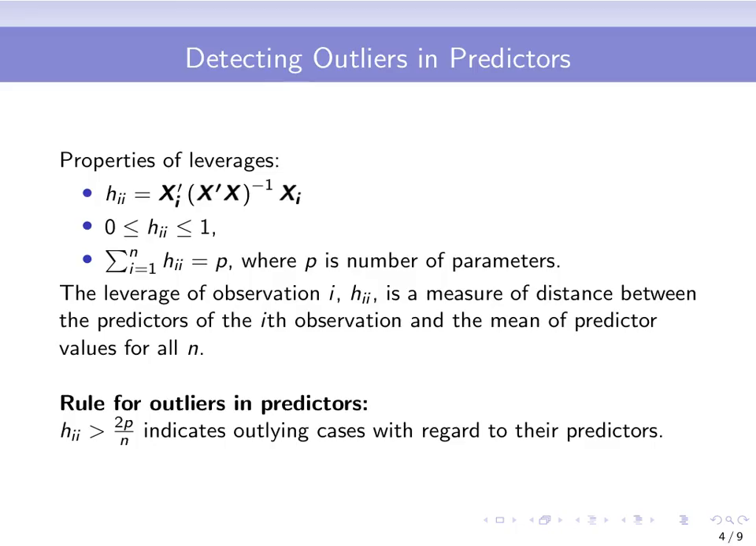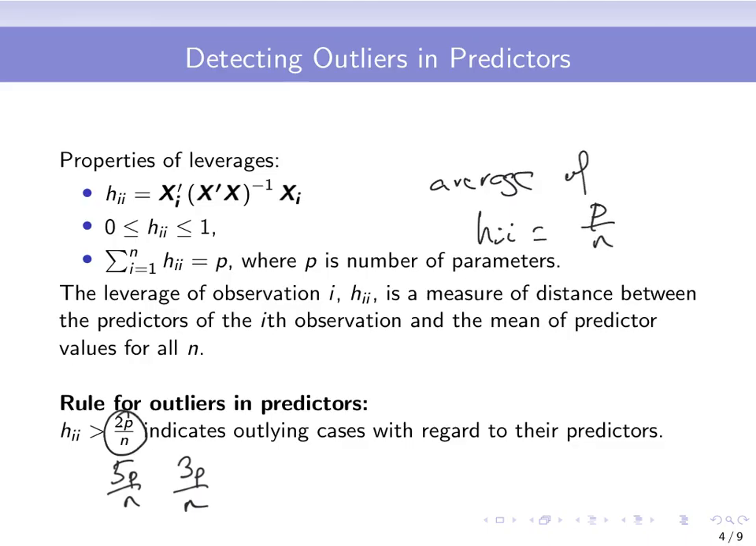So what's the general rule we'll be working with to detect outliers in the predictors? If your leverage is greater than 2p over n, we say that indicates outlying cases with regards to their predictors. Now, some other books will say 5p over n, some will say 3p over n. So this isn't a hard and fast rule. But the reason it's some constant times p over n is because if the sum of the leverages is p, then the average of the leverages is just going to be p over n. So this is basically saying it's twice the average of the leverages. That's the rationale behind why it's given as 2p over n.